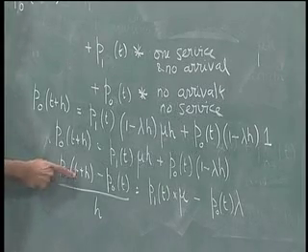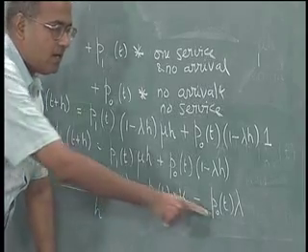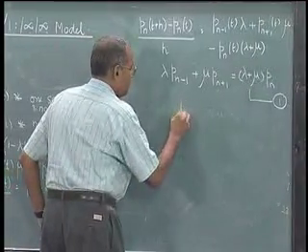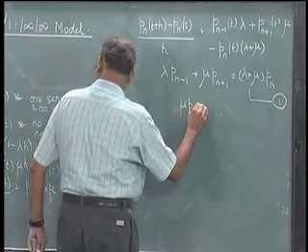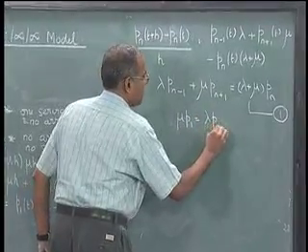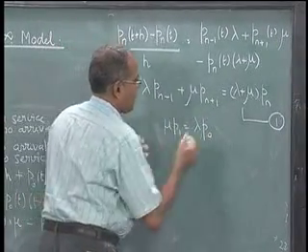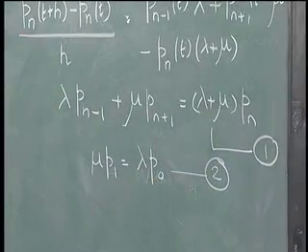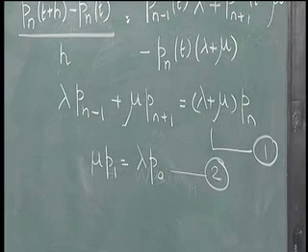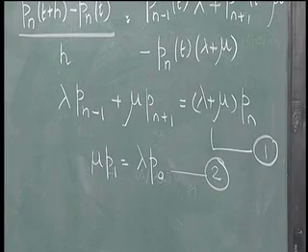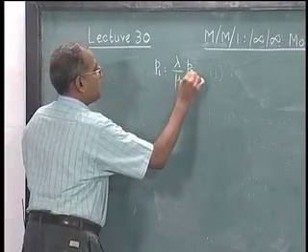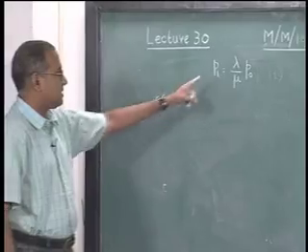So, this will become 0 and P1 of t will simply become P1 and P naught of t will simply become P naught. So, this will give us a second equation, mu into P1 is equal to lambda into P naught as the second equation. Now, this is the second equation that we have. Now, from these two equations, the first thing that we can derive is P1 is equal to lambda by mu into P naught. So, this is the first thing that we can derive.